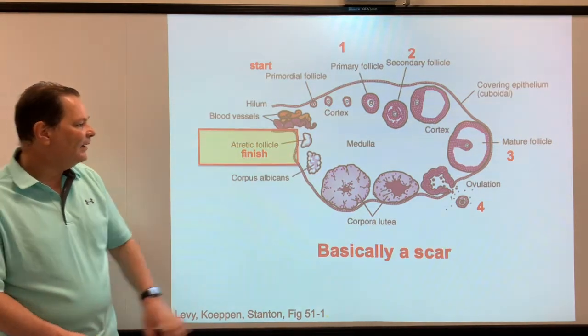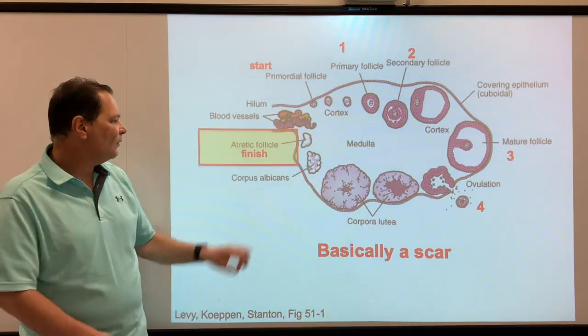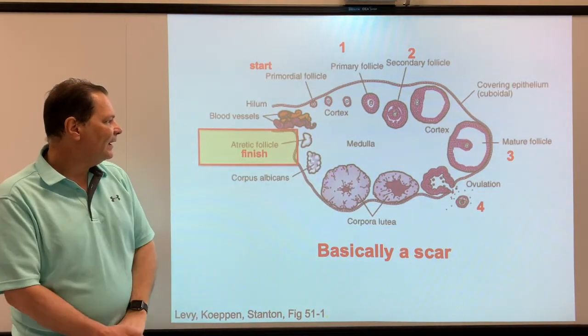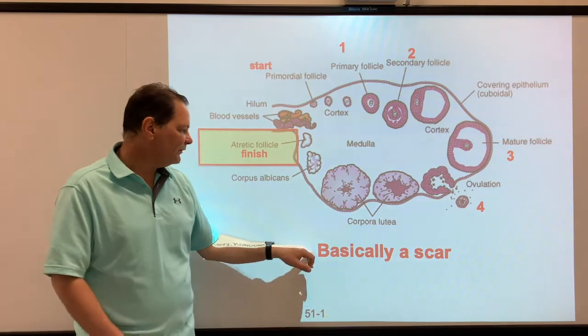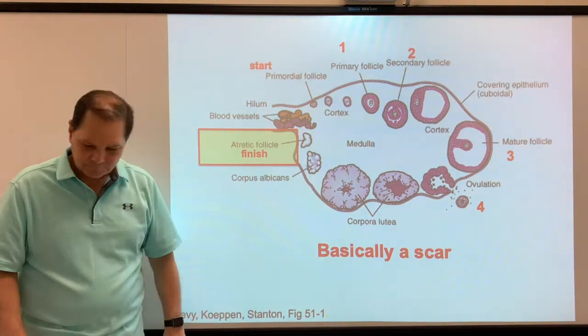And then this corpus luteum, if pregnancy does not take place, degenerates, becomes a corpus albicans, and you have this atretic follicle, which is basically a scar on the ovary, okay?